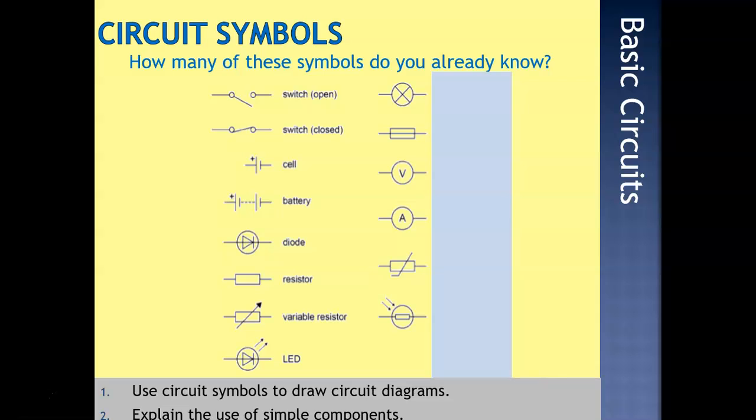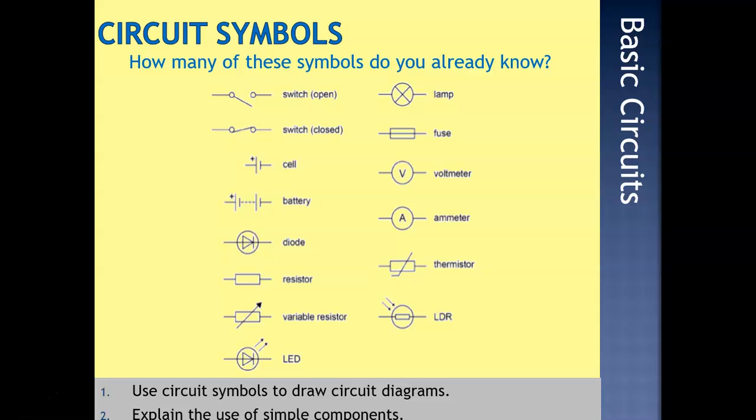Next one's a variable resistor. We can change the resistance like on a dimmer switch. And the bottom one is the LED. That's a light emitting diode. Those 2 arrows represent light going away from the diode. On the right hand side, circle with an X is a lamp. Box with a line going through it is a fuse.